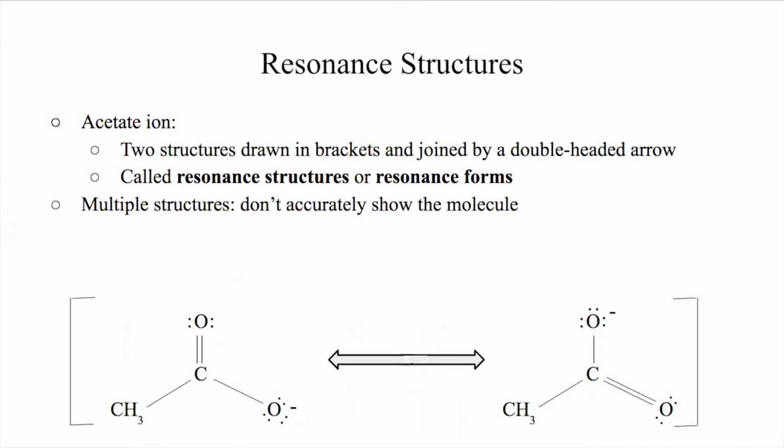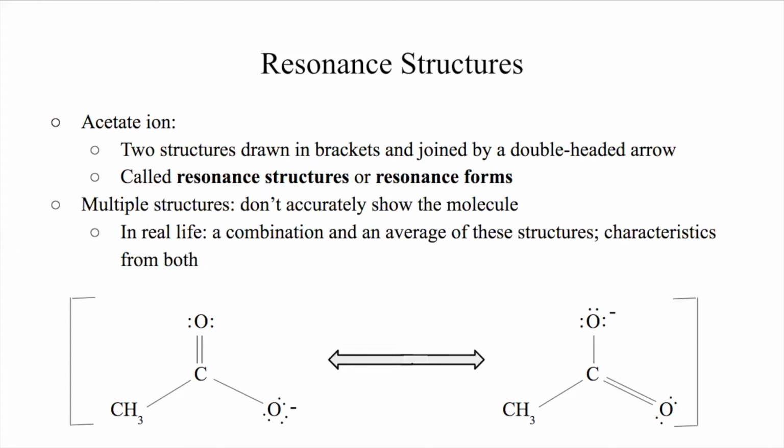Though we draw multiple structures for molecules with resonance, these individual drawings don't accurately show the molecule. In real life, the molecule is a combination, an average of these structures, with characteristics from both of them. Neither Lewis structure is the actual structure for the molecule.